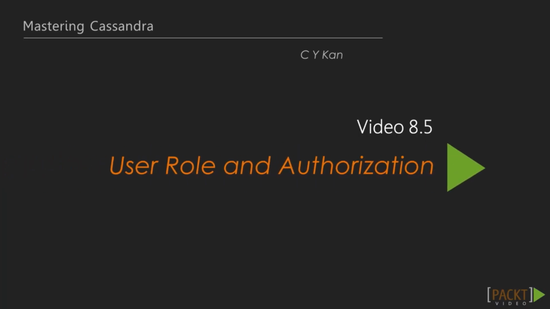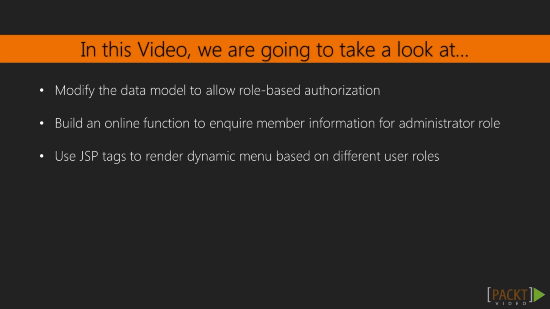Welcome to the last video of Section 8, User Role and Authorization. In the previous video, we saw how to use background scheduler job to send out email alerts. In this video, we're going to enable role-based authorization in our application. We'll modify the member table to add a field to indicate the role of the user. We'll make an online inquiry function for administrator to list out the member information. And we'll demonstrate how to use Spring Security tags to render dynamic menus based on user role.